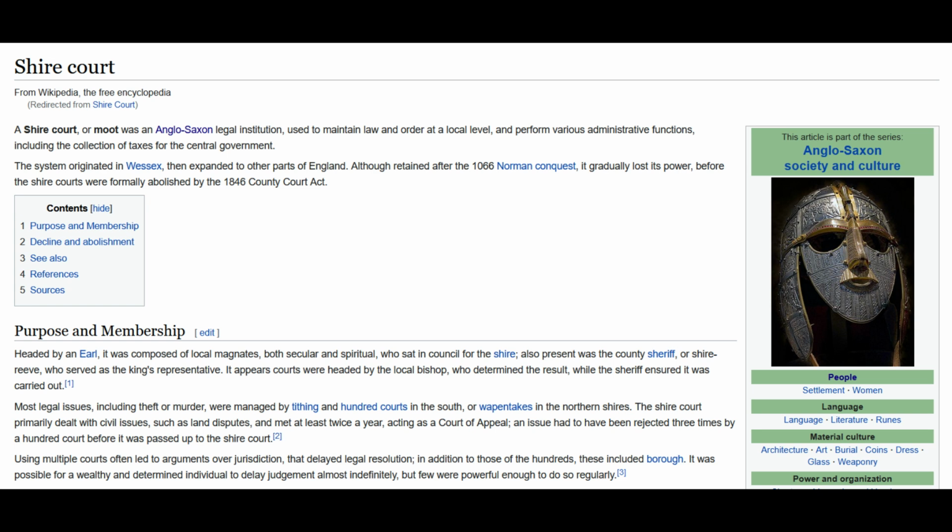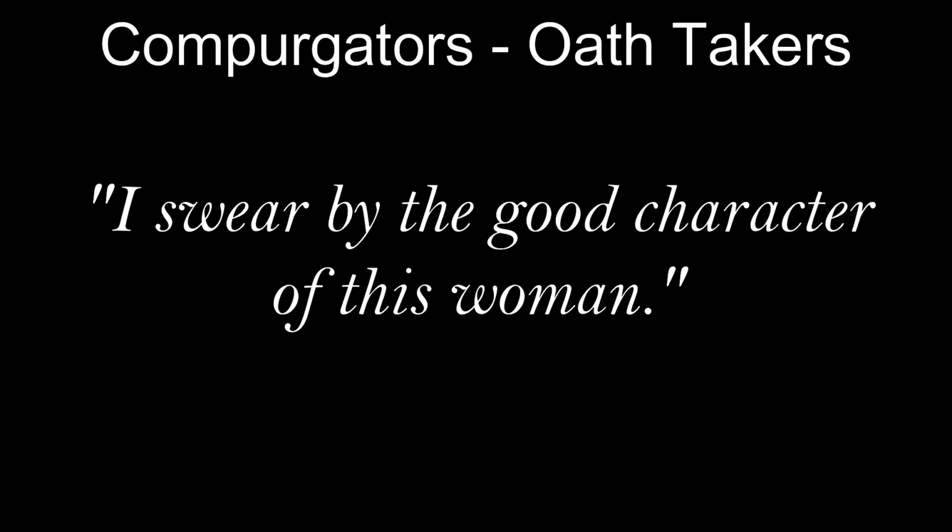For example, although juries as we know them are a later development, the existence of compurgators, oath takers, is one of the precursors of the jury system, whereby the accused may rely upon the oaths of sufficient people to declare them not guilty. The Latin for compurgators is jurators, though don't quote me on the Latin pronunciation there.